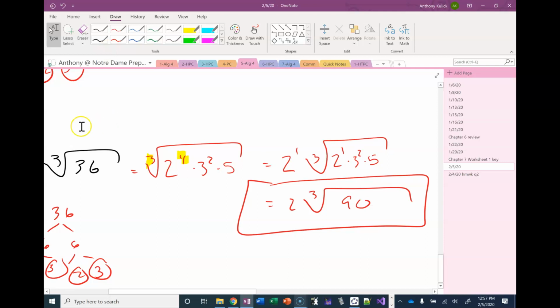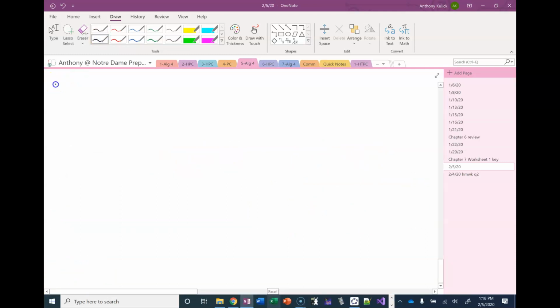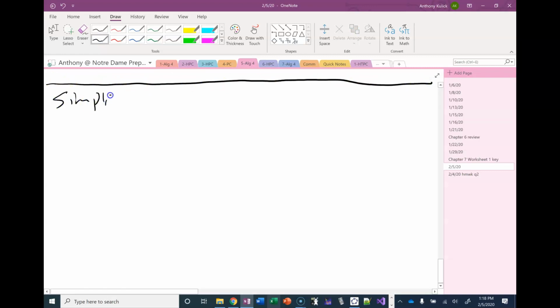Can I ask you guys to take out a separate sheet of paper? You'll probably want your calculator and something to write with. All right.